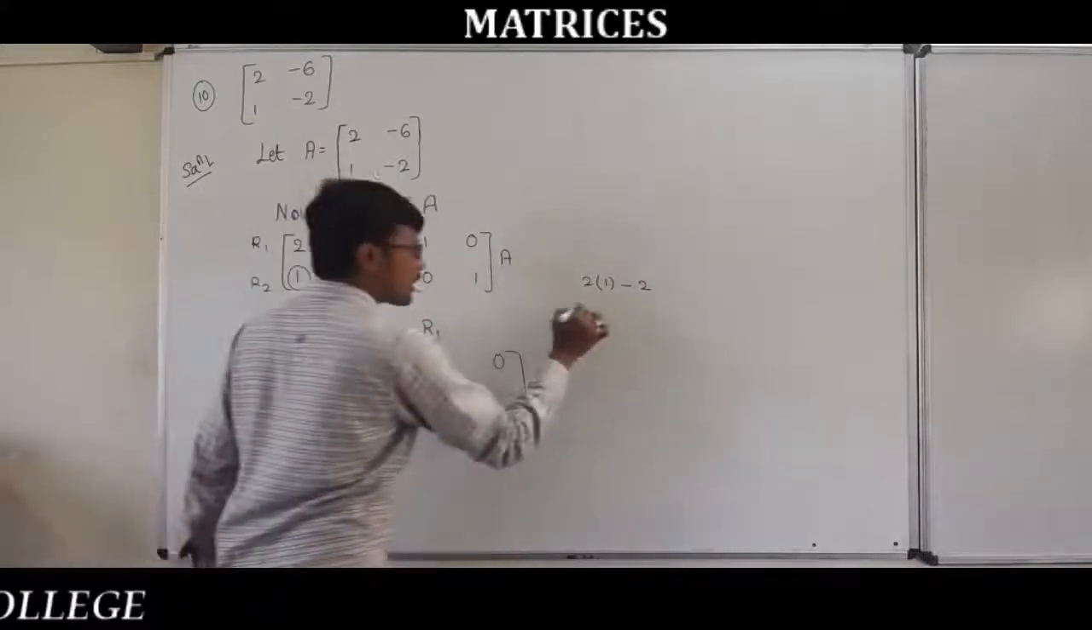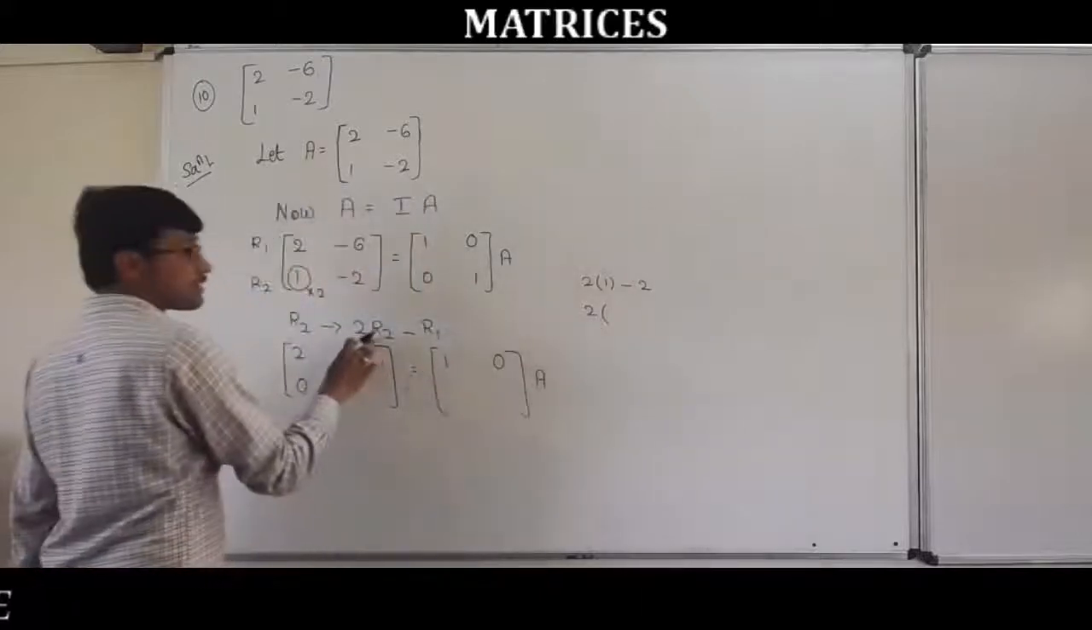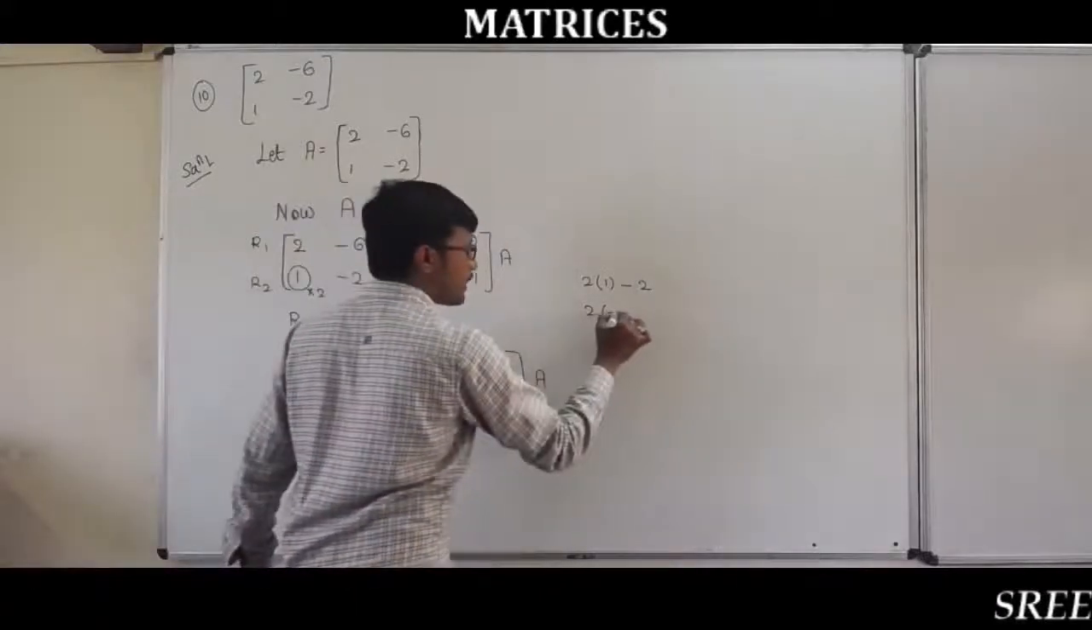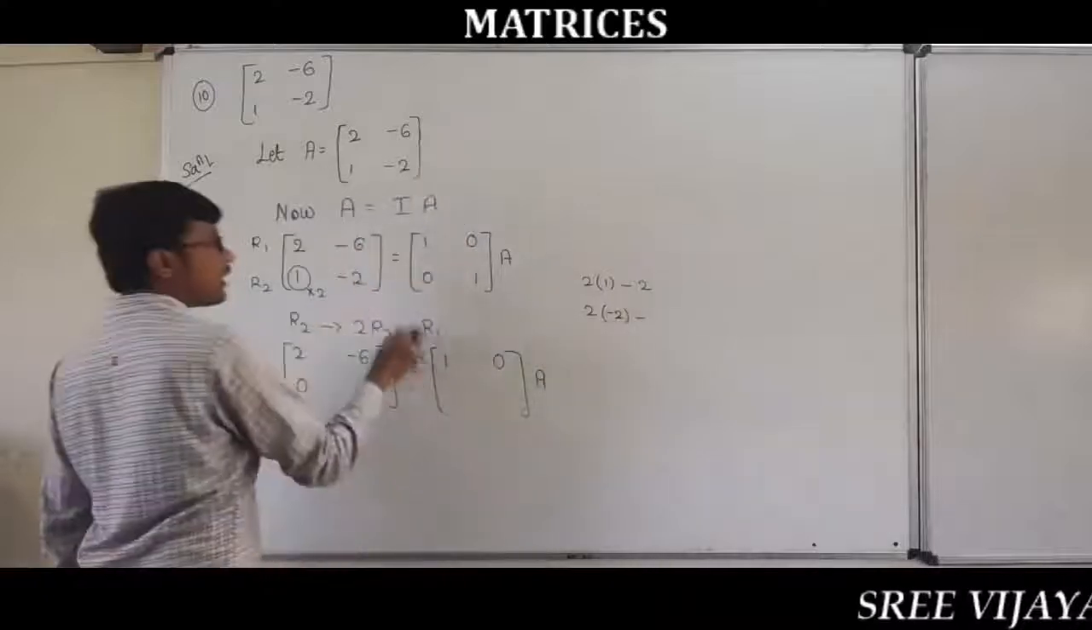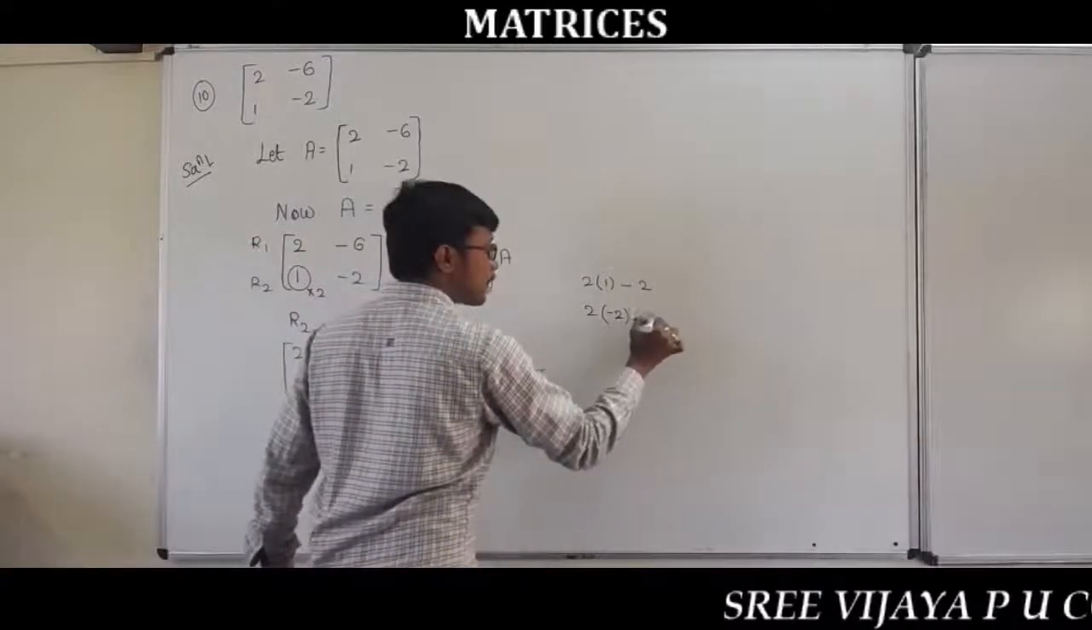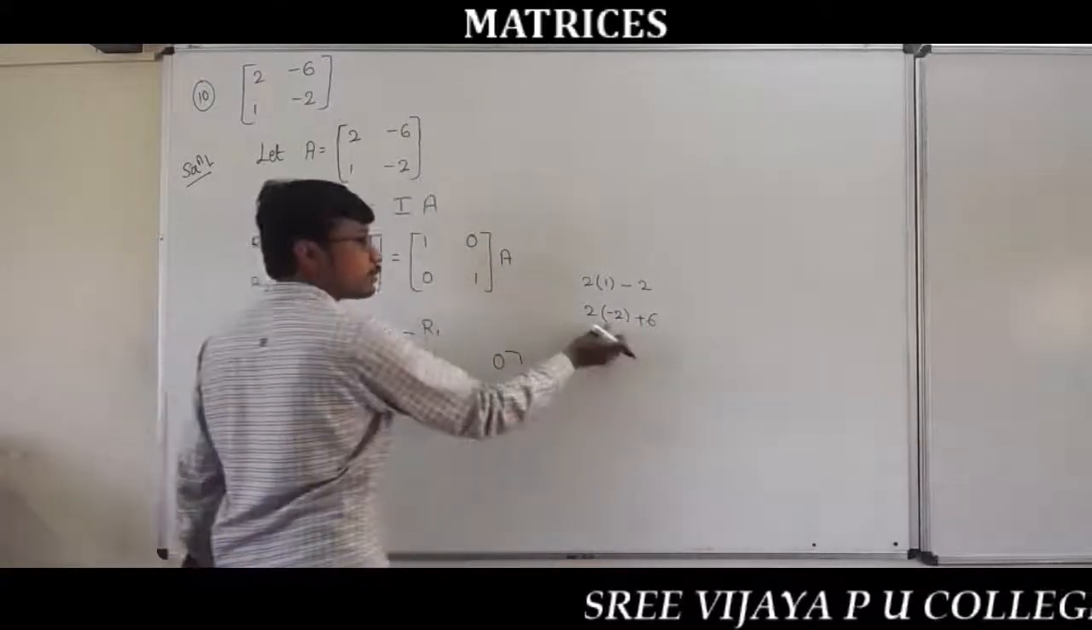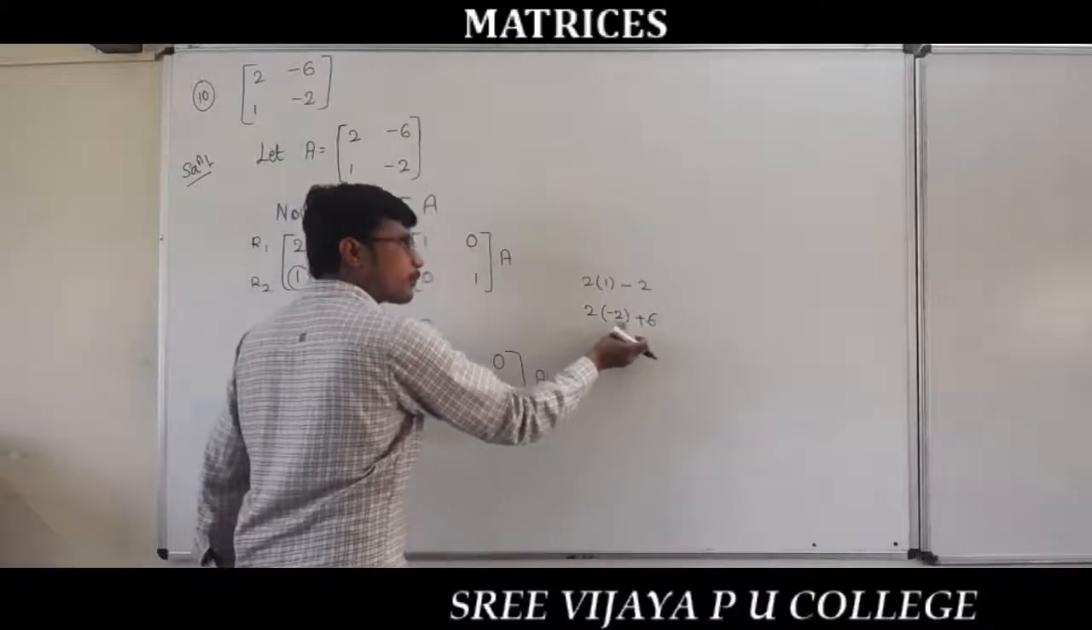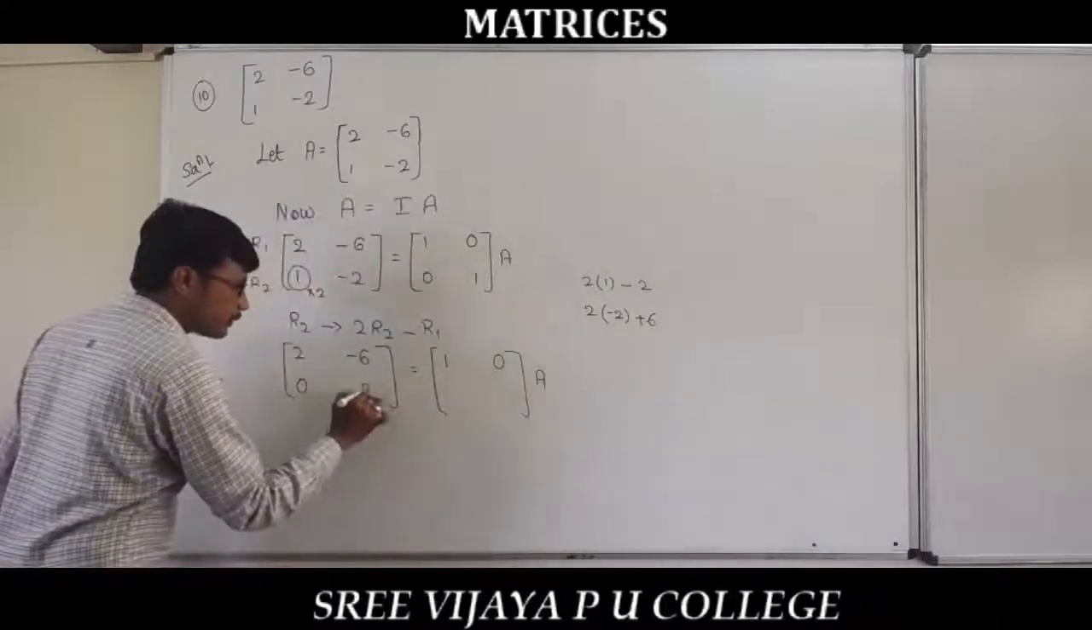Next, R2 minus 2 times of R1. R2 is minus 2, minus R1 is minus 6. So minus 2 minus minus 6 becomes plus 6. 2 into minus 2 is minus 4. Minus 4 plus 6 is 2.